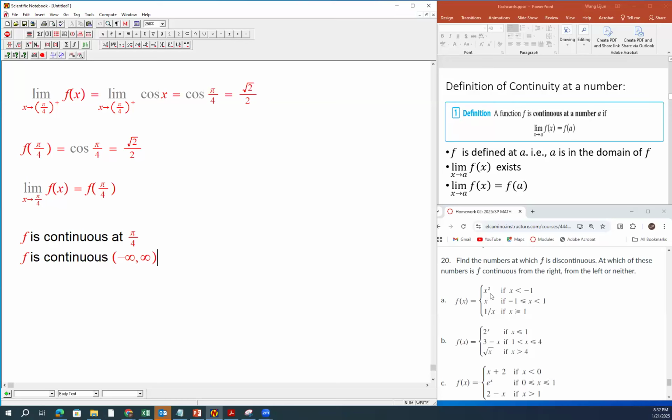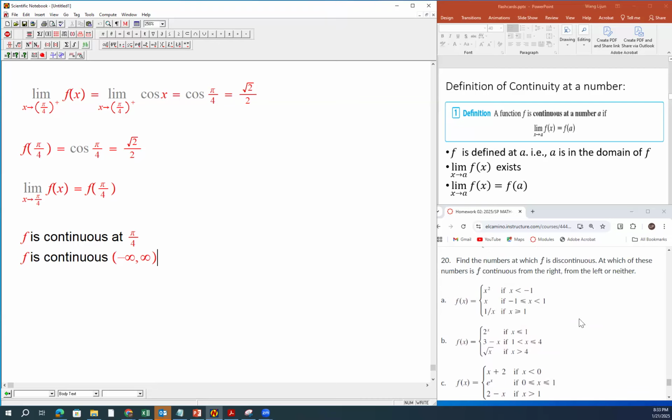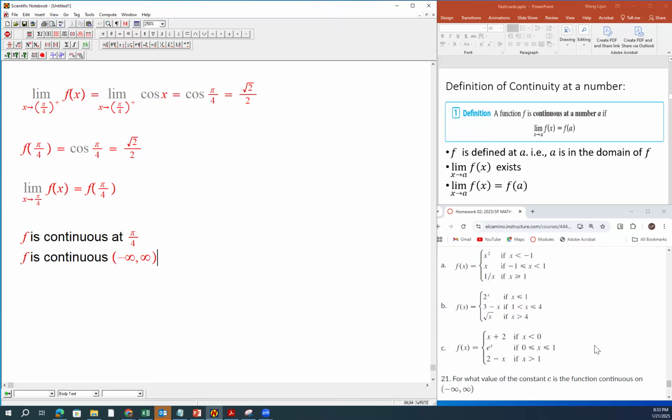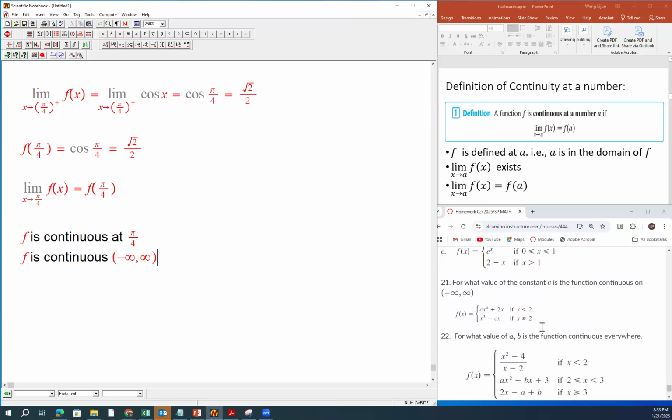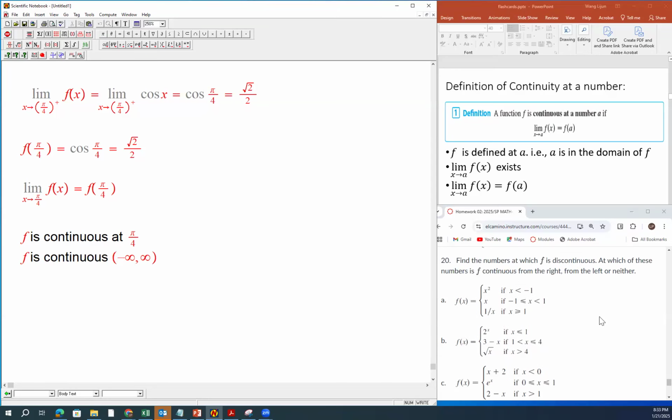Okay, so for these questions, number 20 in your homework, you use a similar technique. Okay, left limit, right limit. If they're the same, then the limit exists. If they're not the same, it doesn't. You're going to use these definitions of limit over and over again. Okay. Let me just do one example, because I don't want to make this too long.